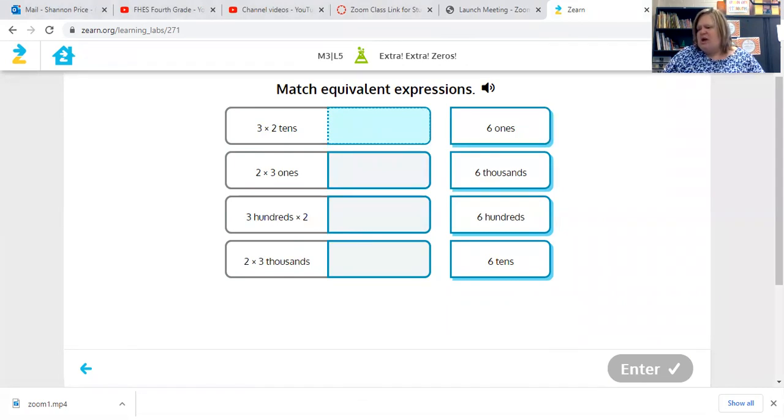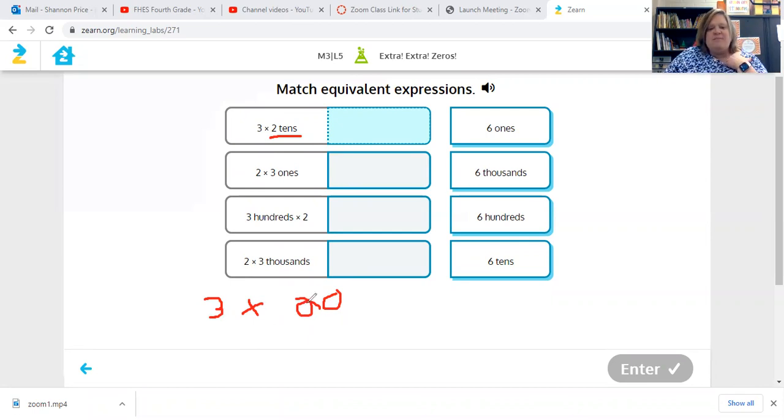So now we're going to match each expression. I want to be able to annotate and write here. We have 3 times 2 tens. So I am not talking about 3 times 2. I have 2 tens, so we're talking about 10, 20. And I know when I'm writing with the mouse, sometimes it can be hard. So 3 times 2 tens is actually 3 times 20.